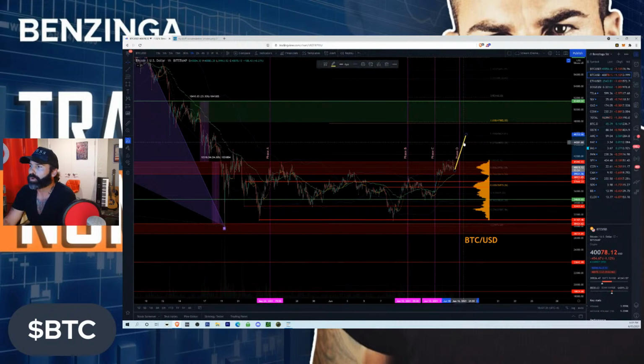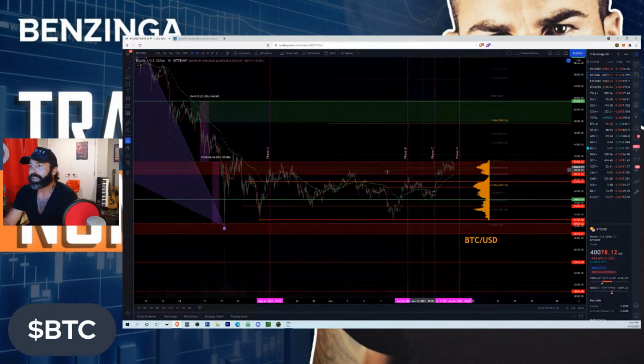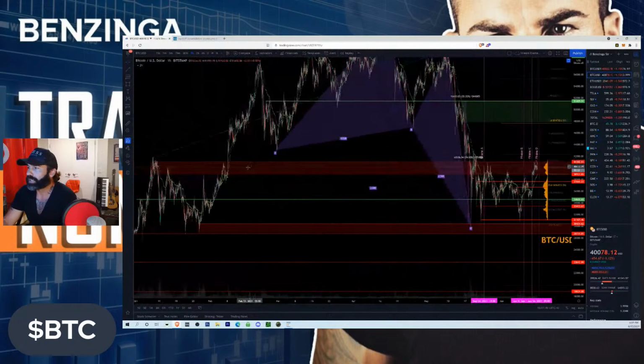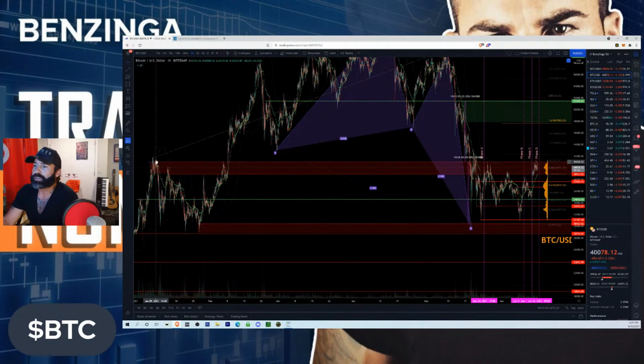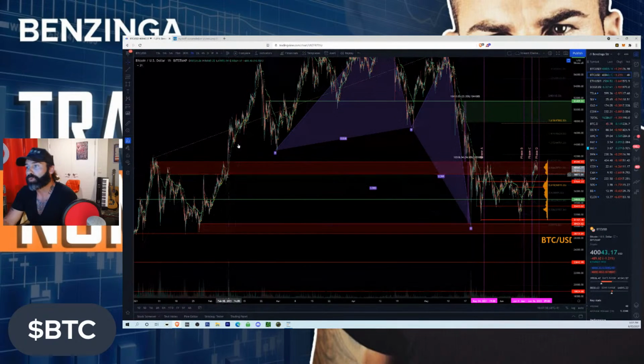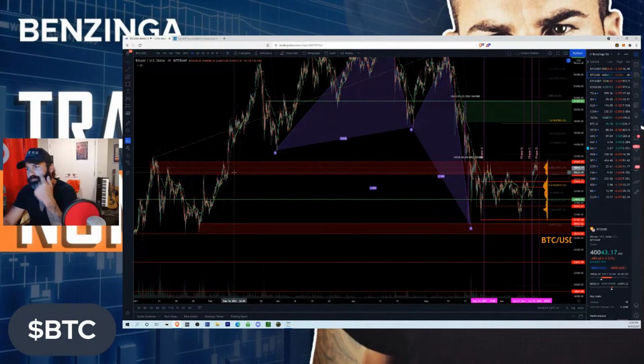But the more important part of that is the fact that, if this plays out, we're going to be breaking this super strong resistance zone back here from January 8th. You know, we chopped around in this 39 to 41, 42 zone a lot before we eventually marked up.